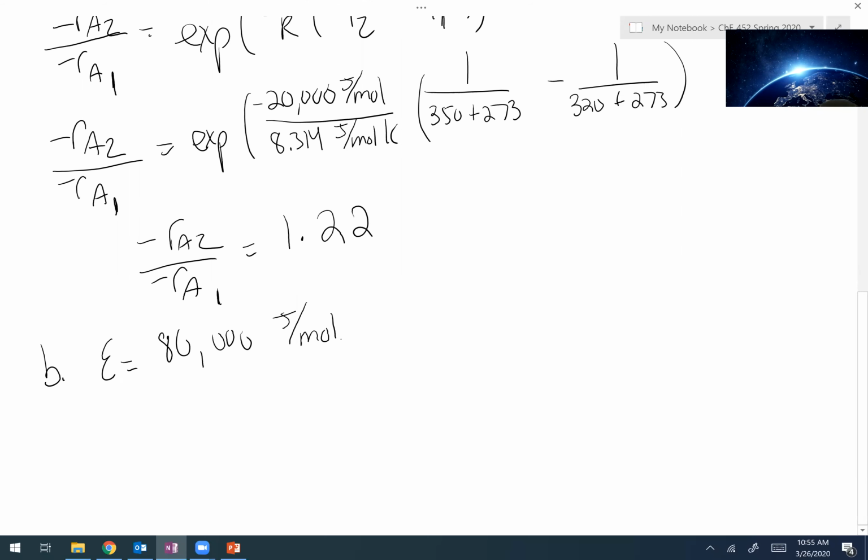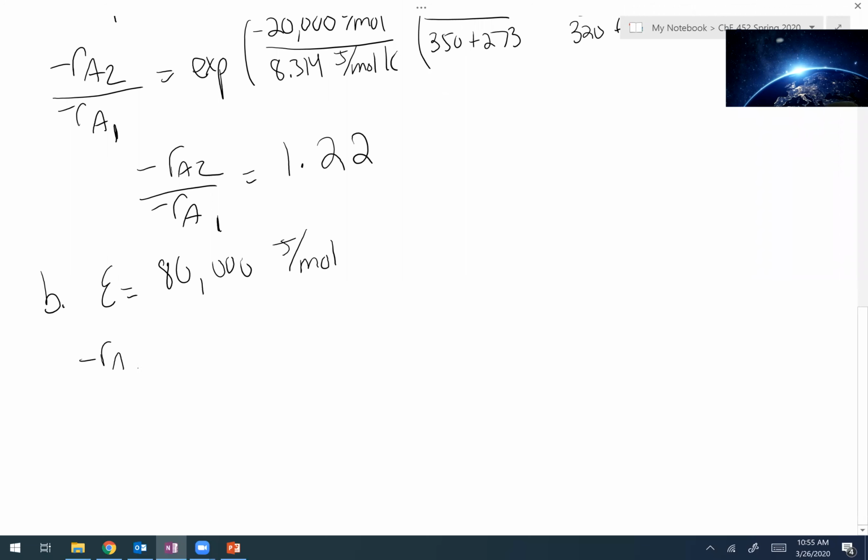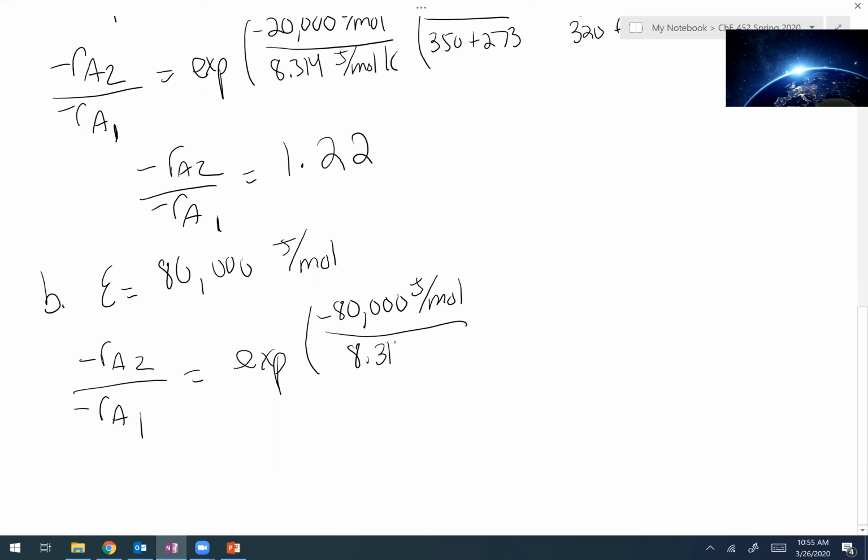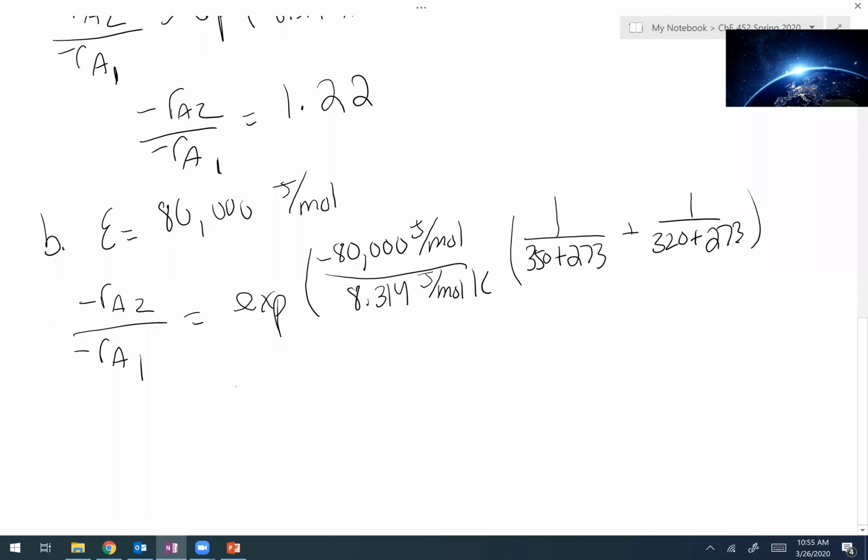For case B, where my activation energy is 80,000 joules per mole, I use the same expression. Negative Ra2 over negative Ra1 equals the exponential of negative 80,000 joules per mole over 8.314 joules per mole Kelvin, using those same temperatures. This gives me an answer of about 2.18. So that's the influence of the Arrhenius expression on temperature.